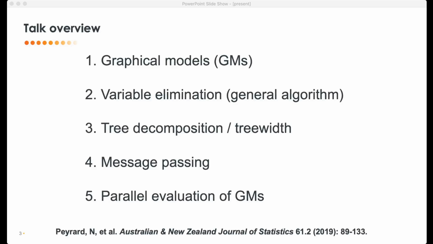We'll start with the definition of graphical models. Then I will introduce a very general, and I would say the main algorithm for graphical models called variable elimination. Then I will show that variable elimination is related to tree decompositions and that you can estimate the complexity of variable elimination using tree decompositions. Then we will touch upon message passing algorithms, and finally I will introduce some of our recent results in parallel elimination of graphical models.